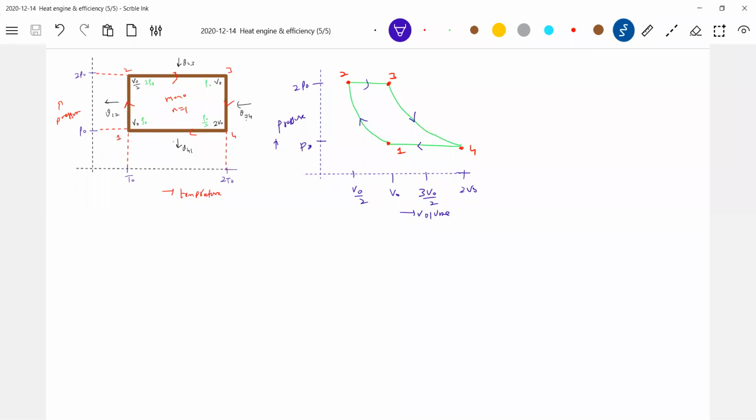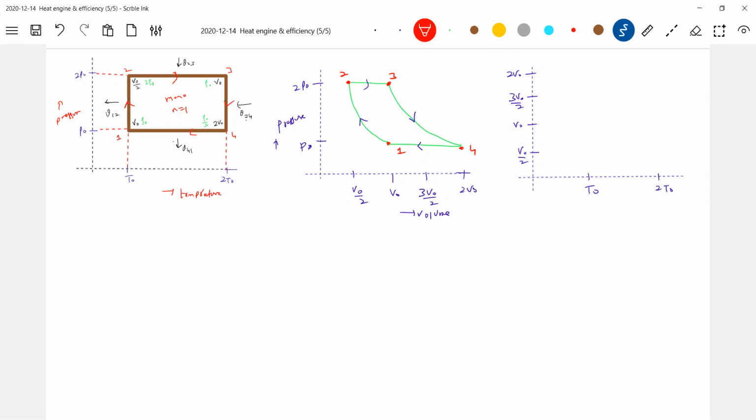Okay, this is about the PV graph. We'll go for the next one, the volume versus temperature graph. What about volume? Volume will be V naught by 2, V naught. Temperatures are T naught and 2 T naught. Okay, identify.